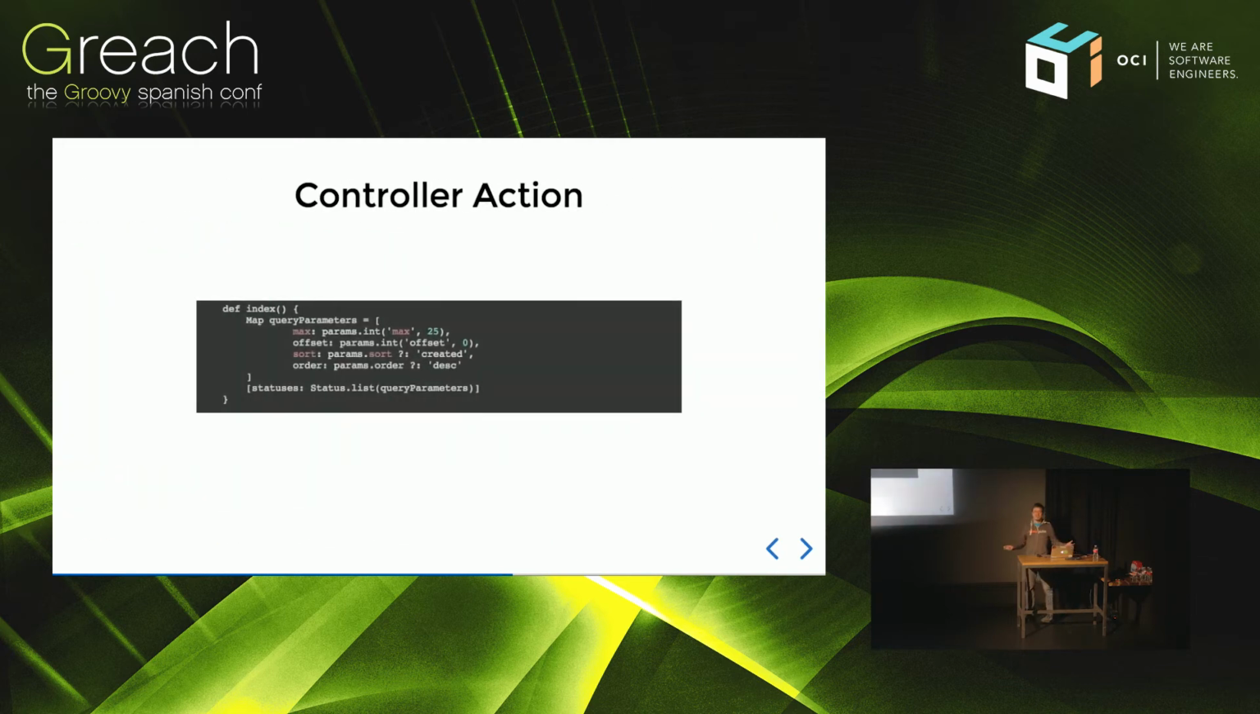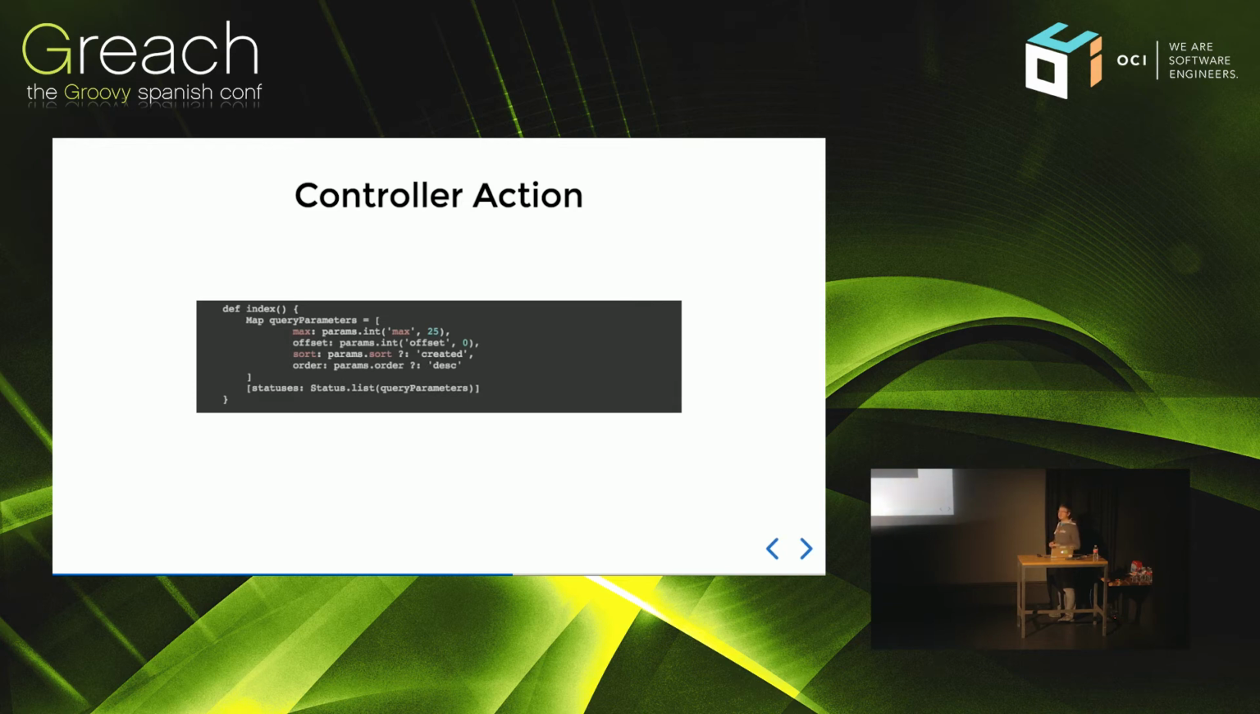So let's say in our application, in our controller, we have a very simple index method you want to test, which just sets some defaults for the parameters, like if max is not present, it's 25, offset is always 0. Defaults are by created, and it just really, really simply returns the statuses.